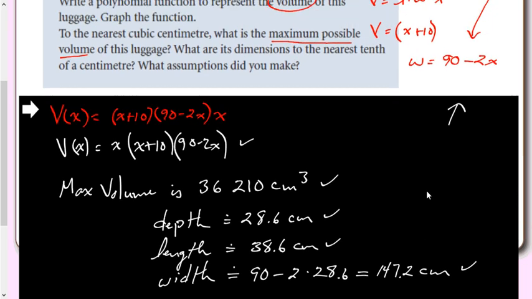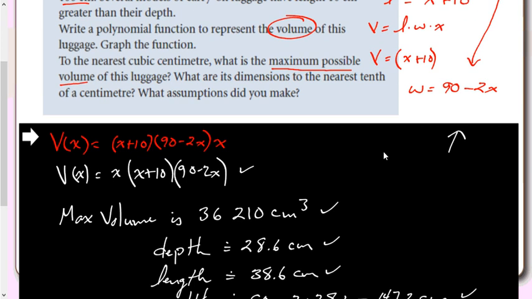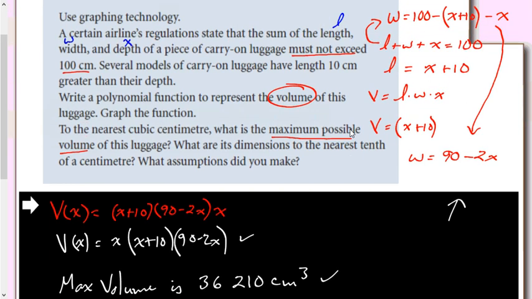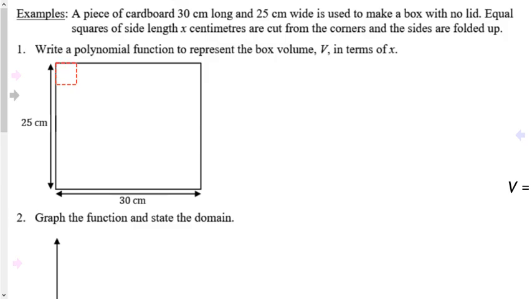What assumptions did we make? Well, back here when we set up our equation, we did length times width times depth. That would be the volume for a rectangular prism. So we're assuming that the shape of this luggage is a rectangular prism, like a box. It could be cylindrical or something different, but I didn't even think of that. So that was an assumption that we made in answering the question. So that's the type of question we're going to be looking at in this section. So let's look ahead into our notes and look at two examples.